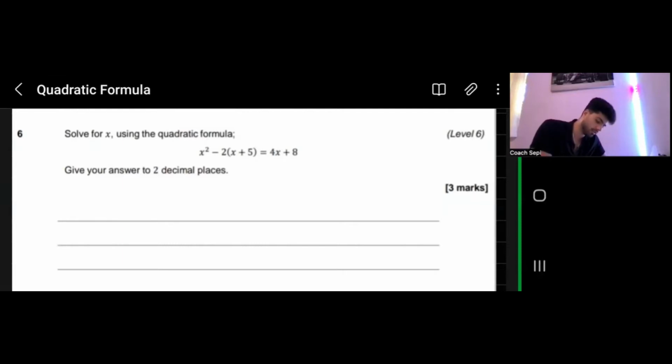So we'll have x squared minus, the 2 needs to multiply with the x and with the 5. So that's how that works. And we'll write 2 times x is 2x, and minus 2 times 5 is minus 10, equals 4x plus 8.